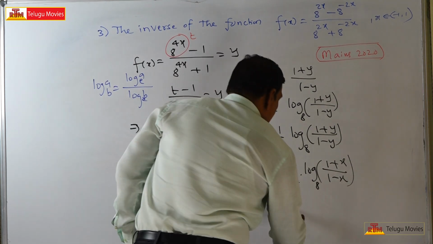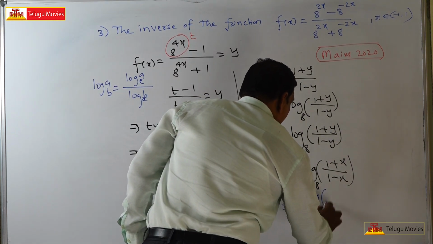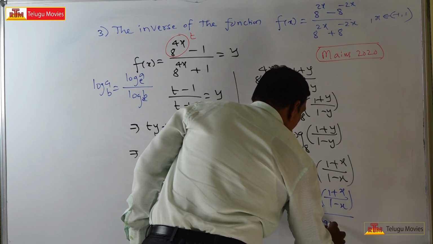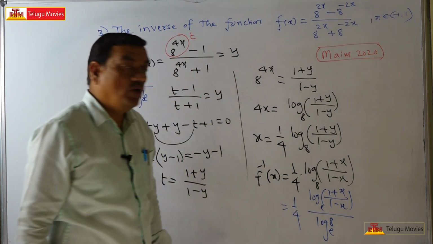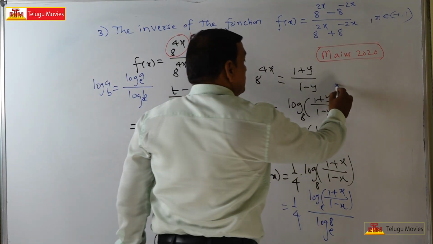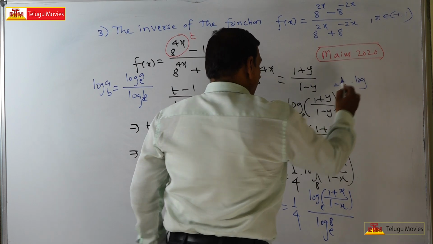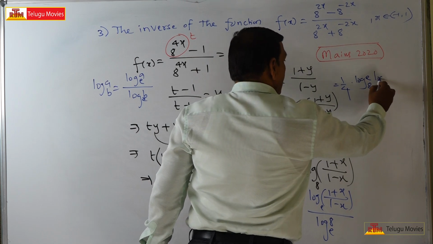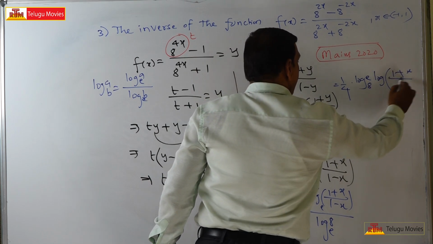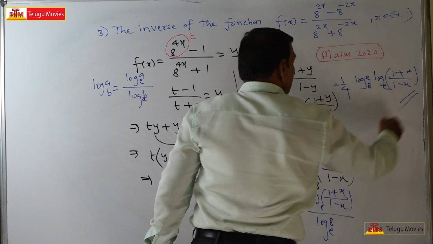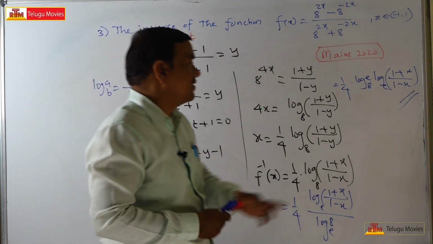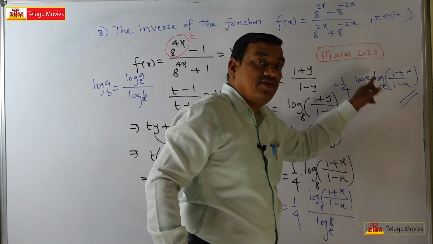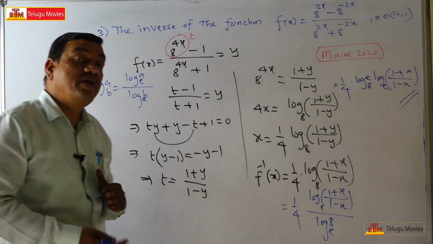So here also, this is equal to 1 by 4 log of (1 plus x upon 1 minus x) to the base e upon log 8 to the base e. So your final answer is 1 by 4, log 8 to the base e is equal to log e to the base 8, times log of (1 plus x upon 1 minus x) to the base e. This will be your final answer. For that, I applied the change of base of logarithms.